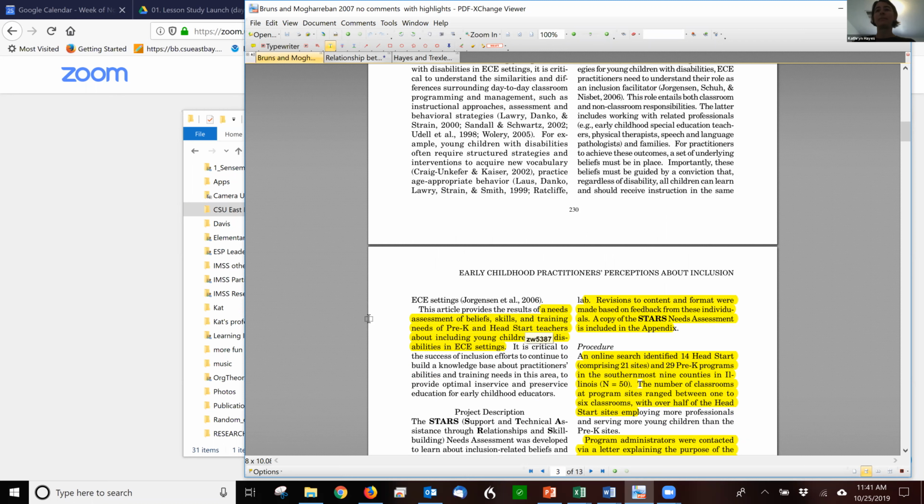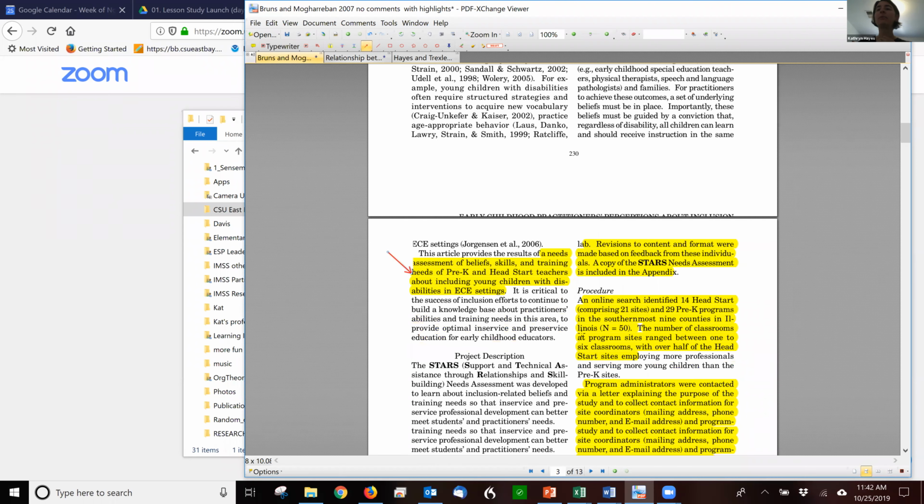It says, this article provides the results of a needs assessment of beliefs, skills, and training needs of pre-K and Head Start teachers that include young children with disabilities in the ECE setting. By reading the rest of the article, you'll be able to unpack this and actually write it up. I don't want you to just quote this. I want you to read the rest of the article and ask, well, what exactly did they do? This gives me a clue, but it's unpacked in the rest of the article.